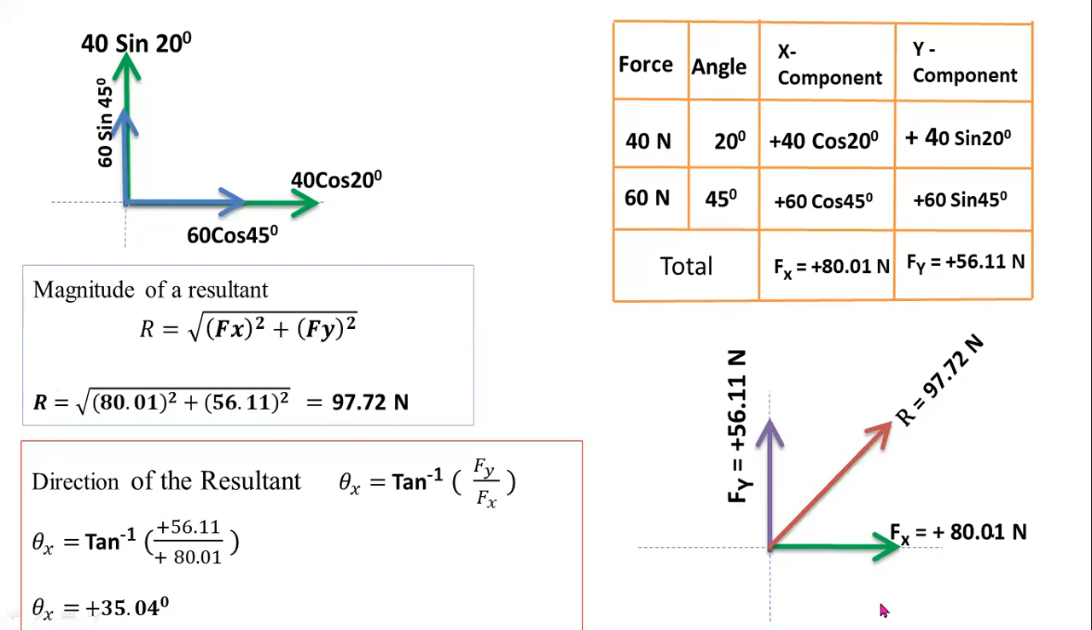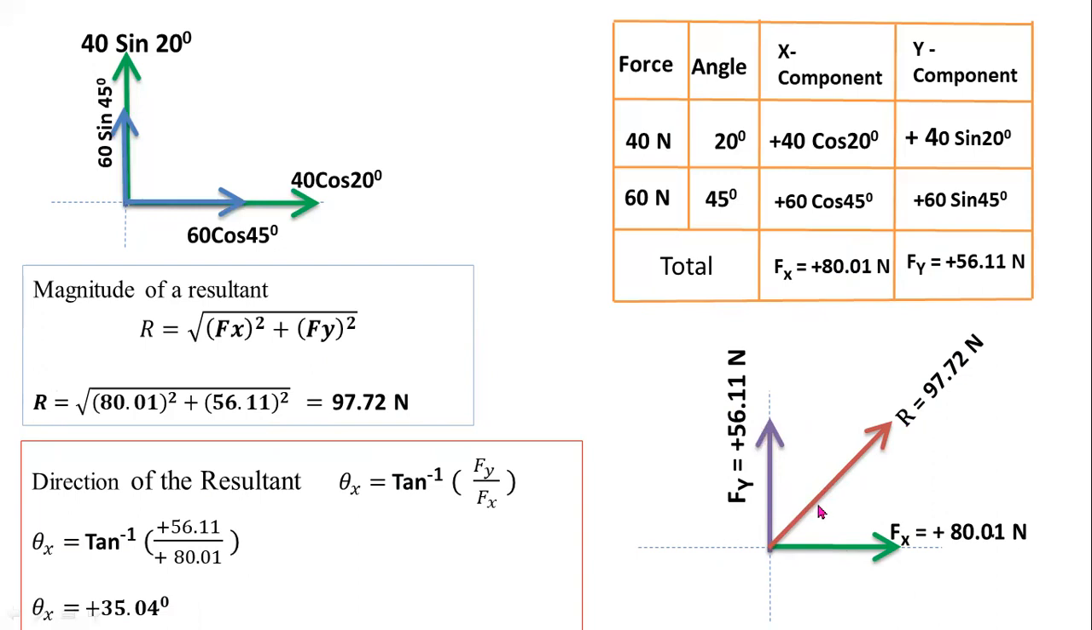It lies in the first quadrant because the sign of Fx is positive, and the sign of Fy is positive. Both are positive, so x axis positive, y axis also positive, then the resultant lies in the first quadrant. This is the magnitude of the resultant.